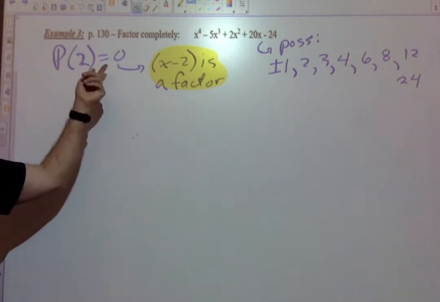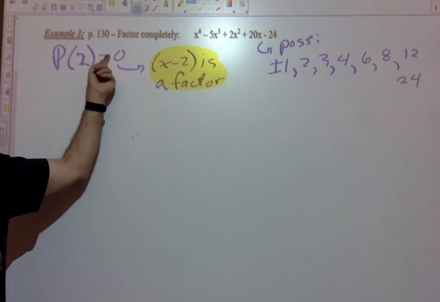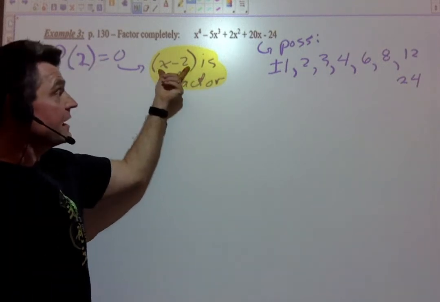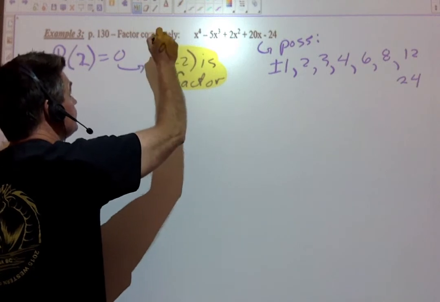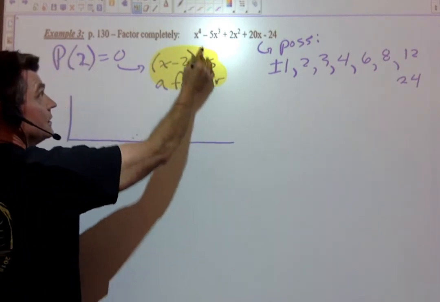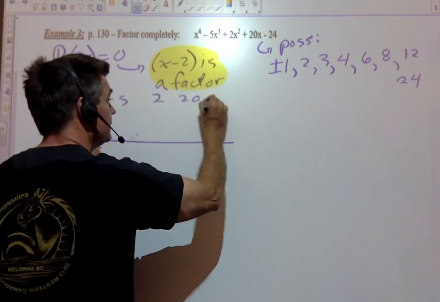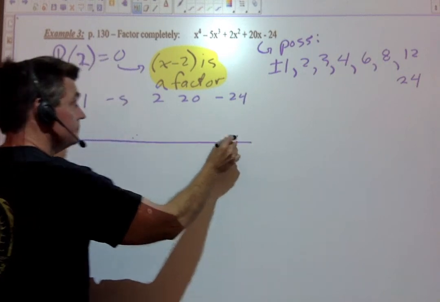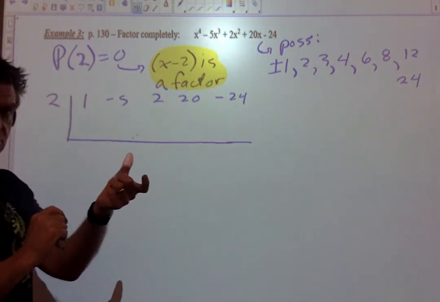This doesn't really tell me anything, but I do know from the factor theorem, if this gives me 0, if the remainder is 0, I have a factor, which means x minus 2 is going to factor into that. Okay, let's do it. So let's do it by synthetic division. 1, negative 5, 2, 20, minus 24. And instead of minus 2 out here, I'm going to put a positive 2. Remember? Switch it, and that way you can add.